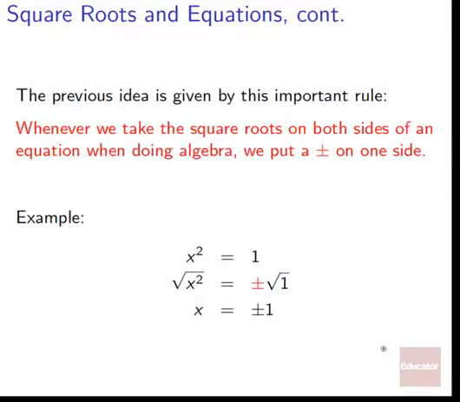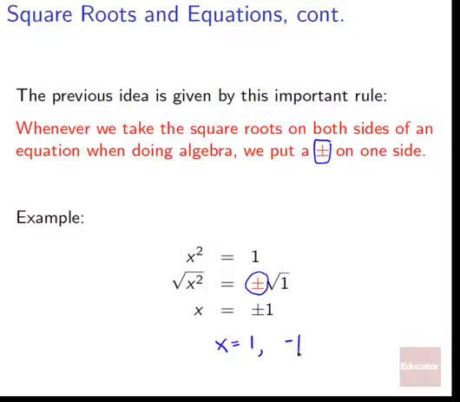The previous idea is given by this important rule. We have to always remember this anytime we wind up taking the square root, otherwise we'll introduce mistakes. Whenever we take the square roots on both sides of an equation when we're doing algebra, we put a plus minus on one side. So for example, if we have x squared equals 1, we take the square root of both sides, so we get square root x squared equals plus minus square root 1, at which point we get x equals plus or minus 1, which we can unfold into x equals positive 1 and x equals negative 1 are two answers.